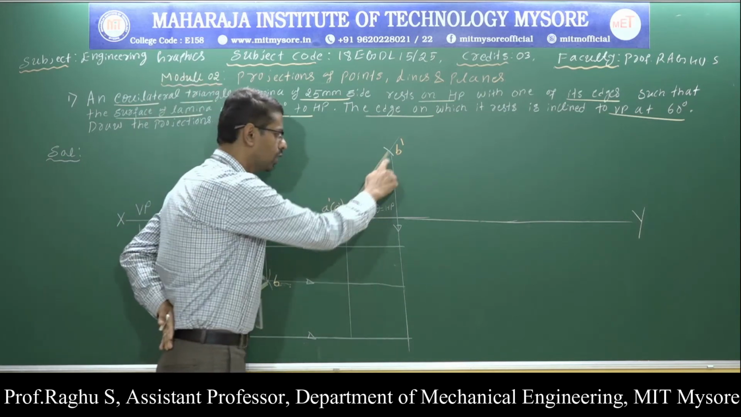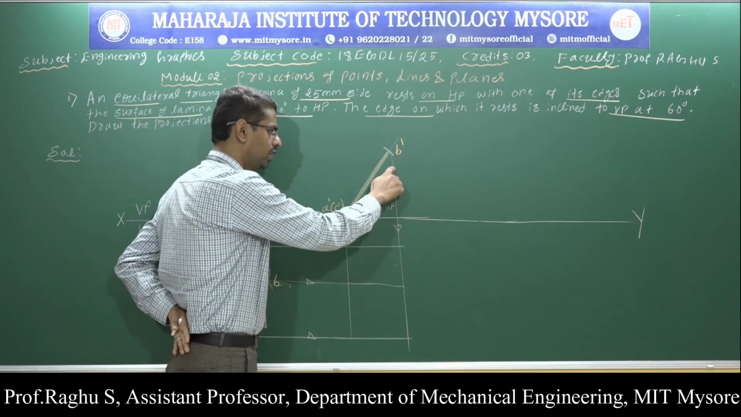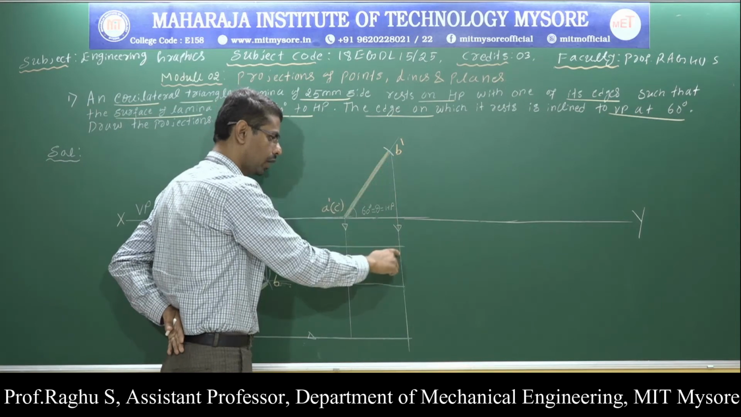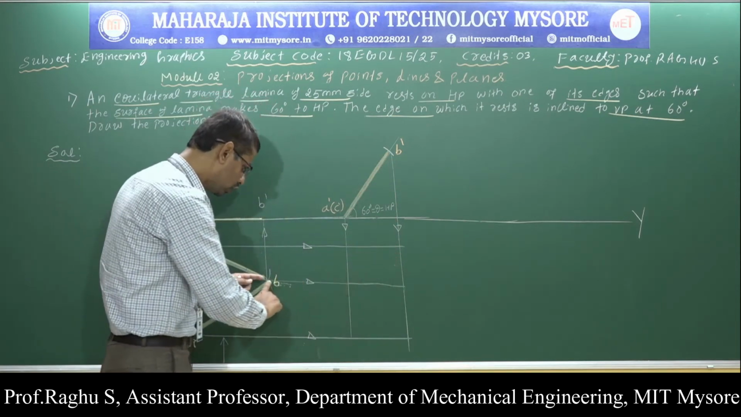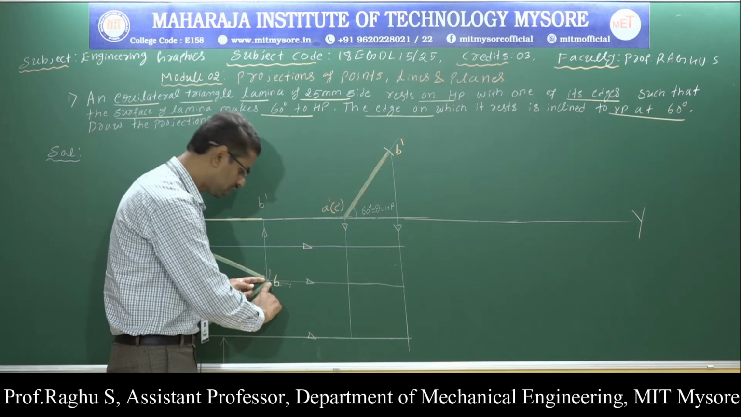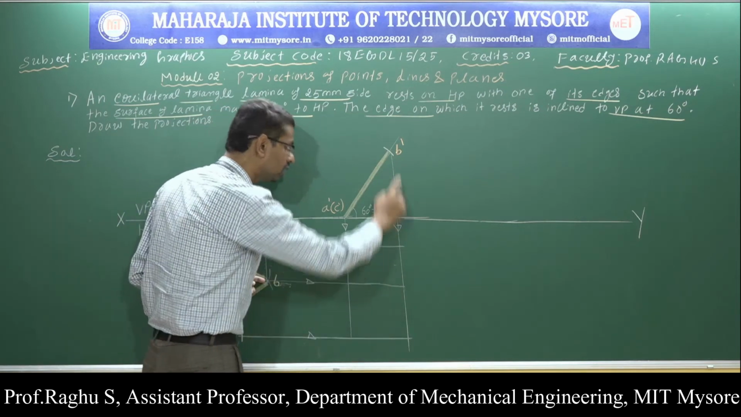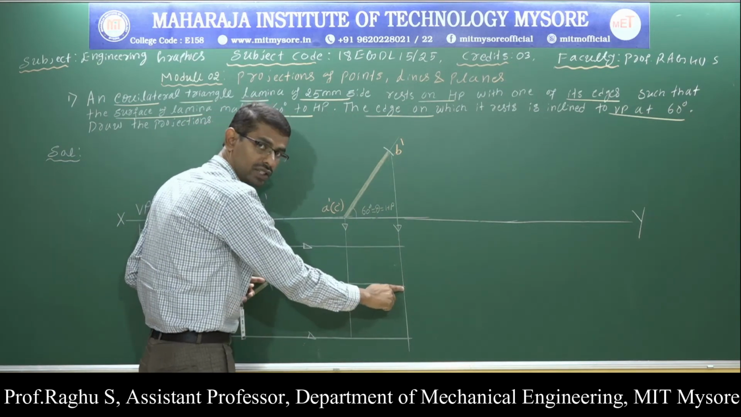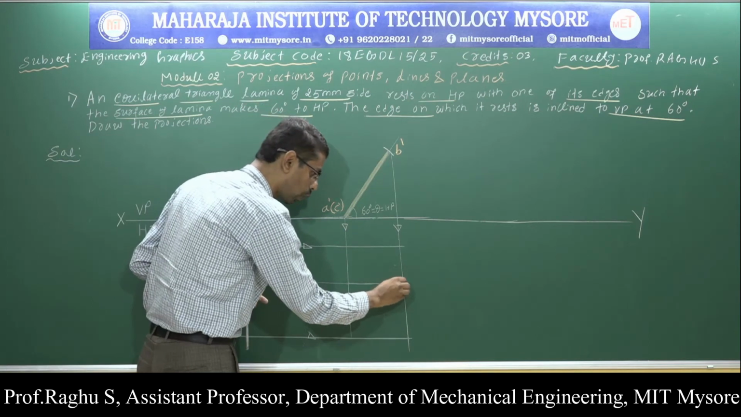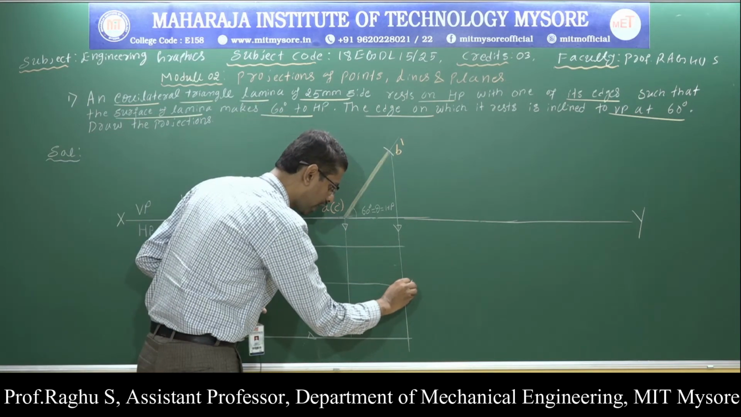Observe here, this is the vertical projection. This line is coming from point B. Now, observe the horizontal projection of point B. This is the horizontal projection of point B. This is the vertical projection of point B. These two lines intersect at this point. Therefore, this is point B.